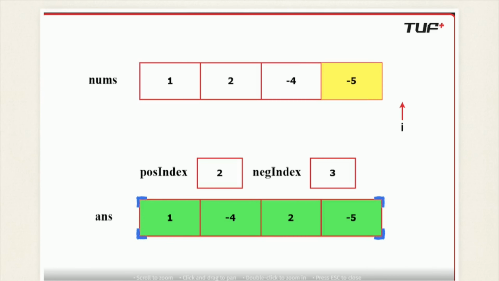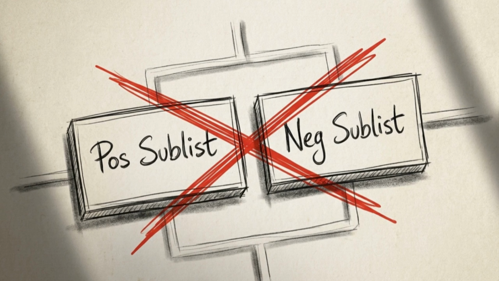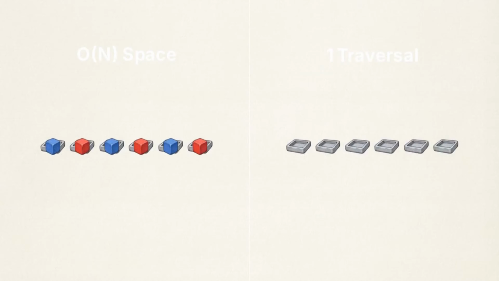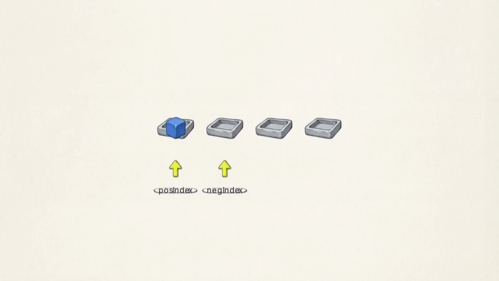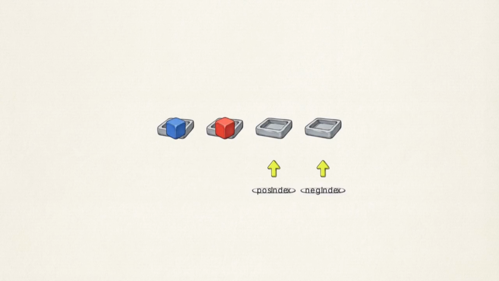alternating positions. This approach eliminates the overhead of managing multiple sublists. While the space complexity remains O of n to host the return array, we have condensed the logic into a single traversal. Now, let's adapt this logic for a common interview variation. What happens if the array has an unequal number of positive and negative integers? If we try to apply our 2-pointer logic to an unbalanced array, it breaks down.